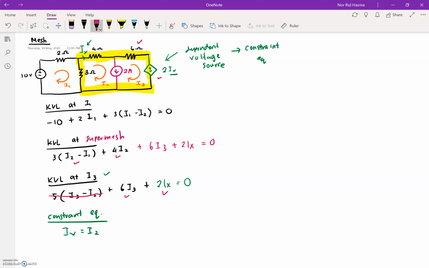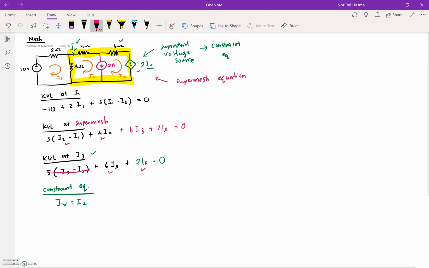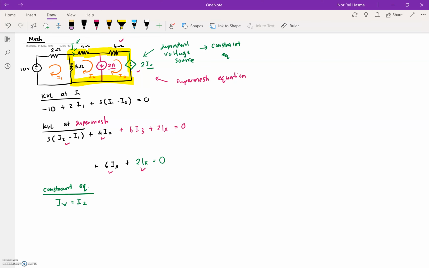Because the circuit consists of a super mesh, there will be some additional equation, which we call the super mesh equation, to show what the equation for the 2 A source is in terms of I2 and I3. So we delete this one, and then just add an additional equation, which is a super mesh equation.